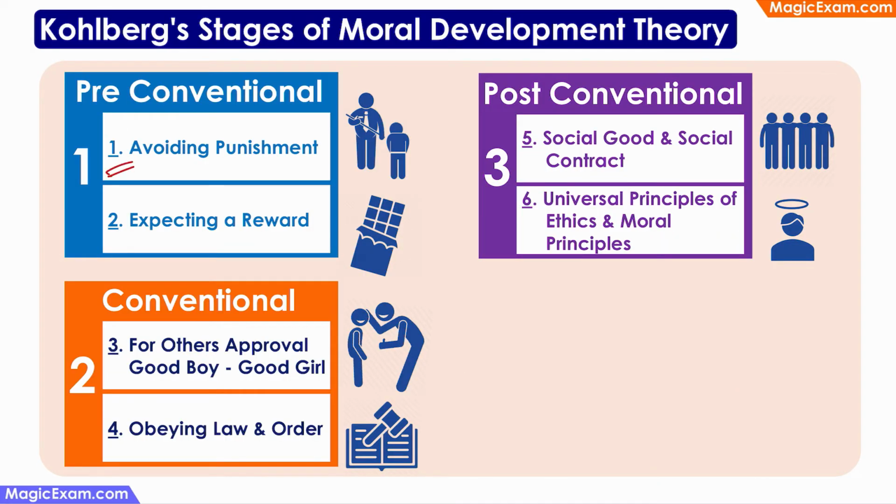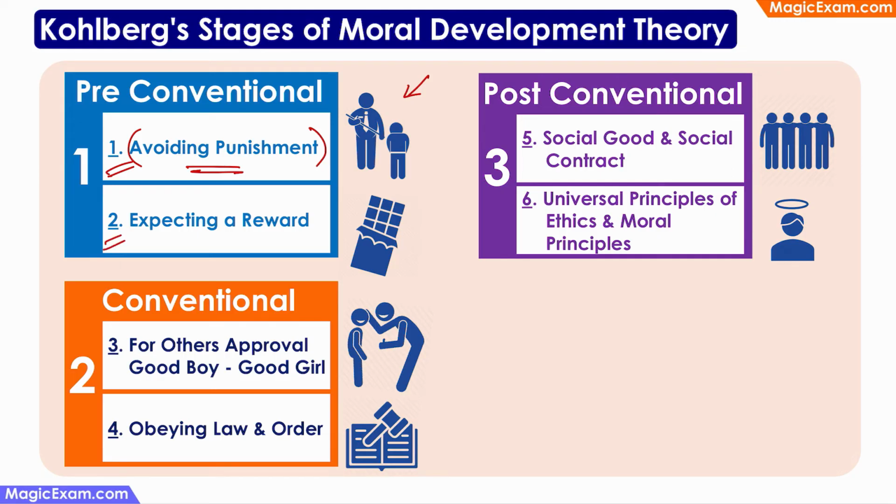In stage 1, children are taking moral decisions on the basis of avoiding punishment because they know that if they do the wrong thing, then they will get punished by their parents or teachers. Therefore, they are just trying to avoid punishment when they are taking a moral decision.